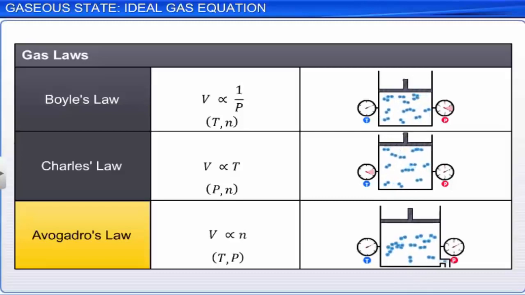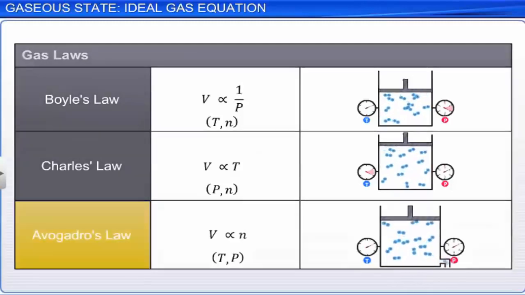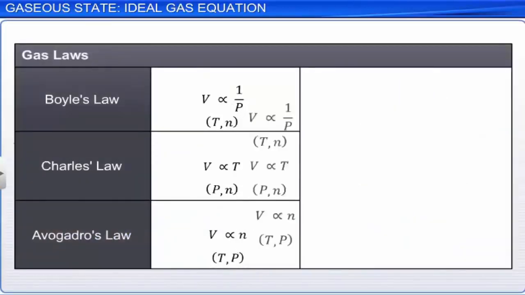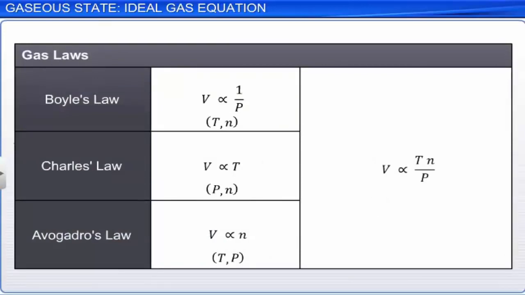On combining these 3 laws, we get the ideal gas equation. However, when we introduce a constant of proportionality, R, then the equation can be written as V is equal to R into n into T divided by P. Here, R is known as the universal gas constant.